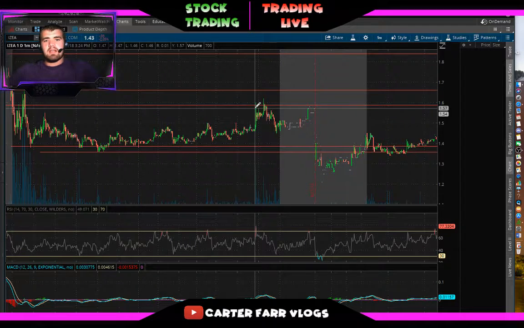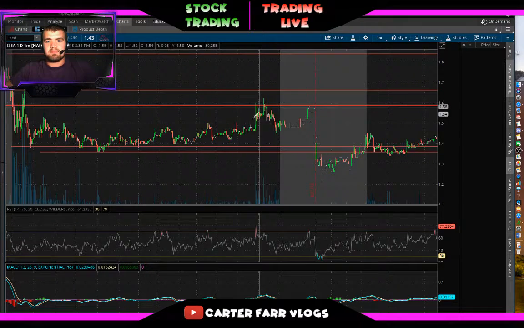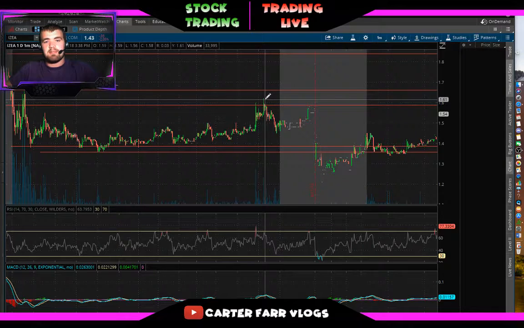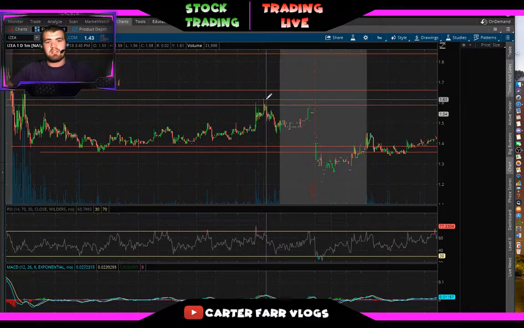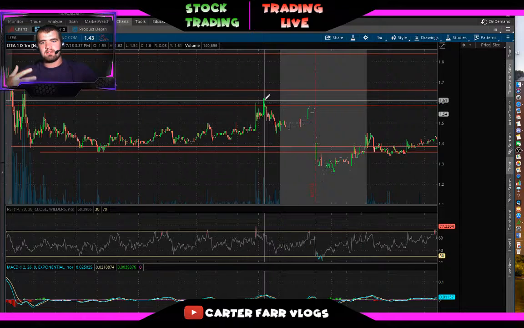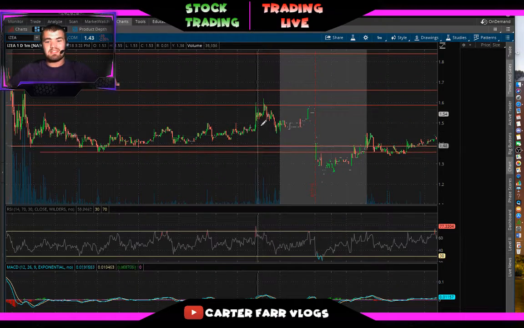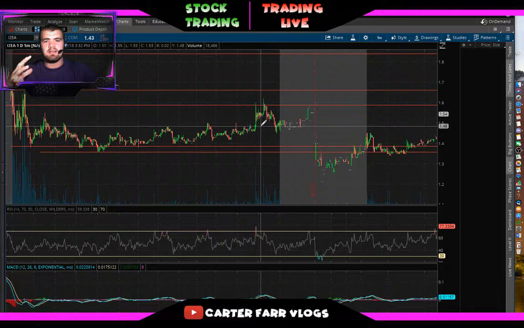As you can see here, it tapped that 159 area multiple times and it couldn't break over it. It did right here for a brief minute, but then it fell back down. Now that's not a confirmation, and you will learn more about these types of words I'm talking about. So the first thing I would most likely want to learn is support and resistance lines.